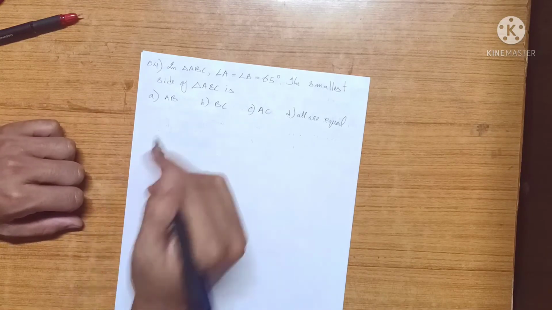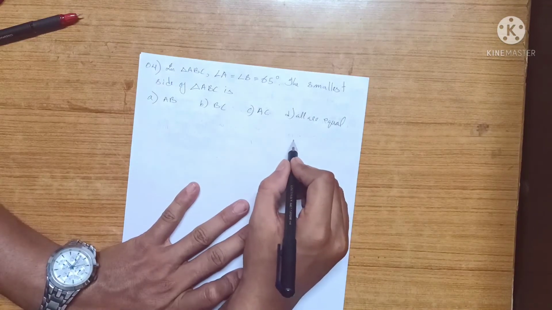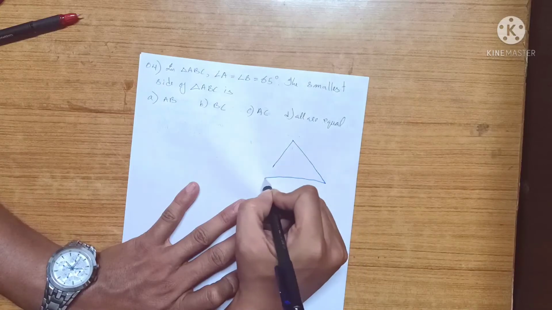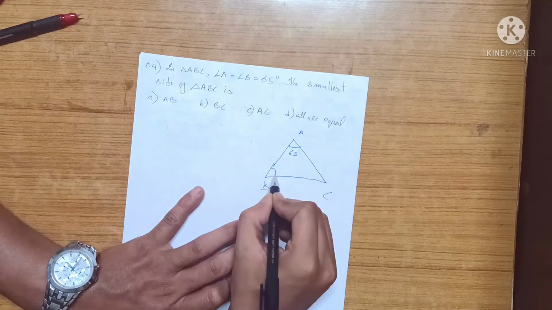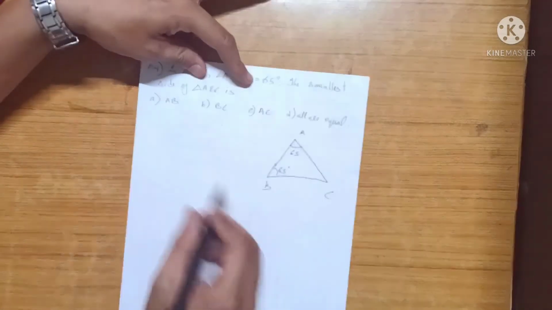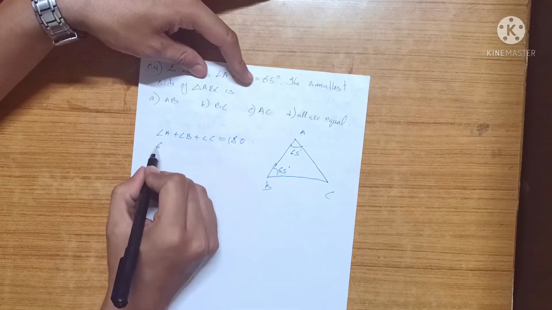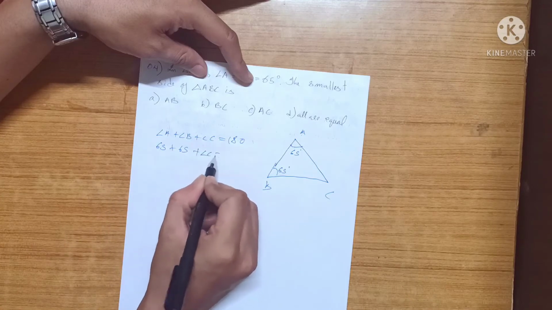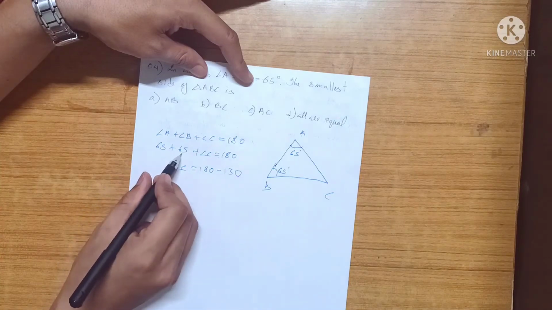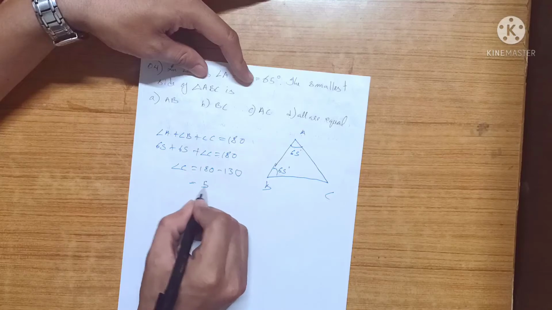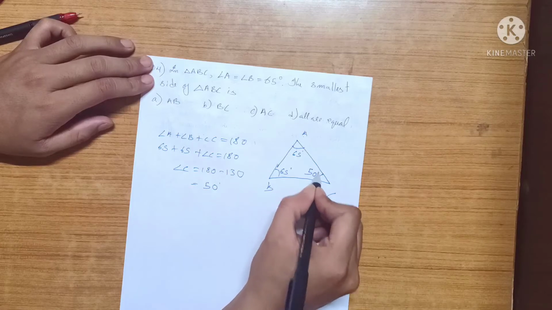So problem number 4. In triangle ABC, angle A is 65 and angle B is 65. What is the smallest side? Let's draw the triangle first and then mark the angles A, B, C. Angle A is 65, angle B is 65. So let's find C. Angle A plus angle B plus angle C equals 180. Angle C is equal to 180 minus 130. If we subtract, we get 50, right? So we're getting this as 50.